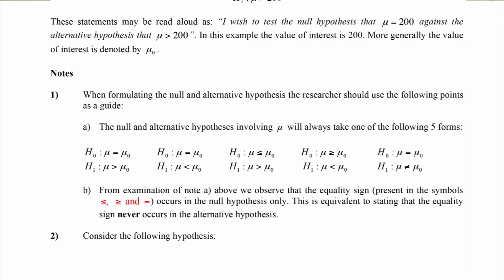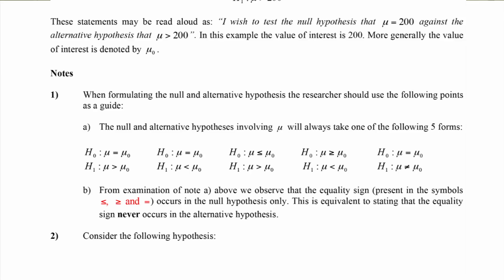First note: when formulating the null and alternative hypothesis, the researcher should use the following points as a guide. Now let's look at A. The null and alternative hypothesis involving mu would always take one of the following 5 forms. So when you're writing your H0 and H1, when it involves just a single mu, it will be written as one of these forms. Let's look at part B.